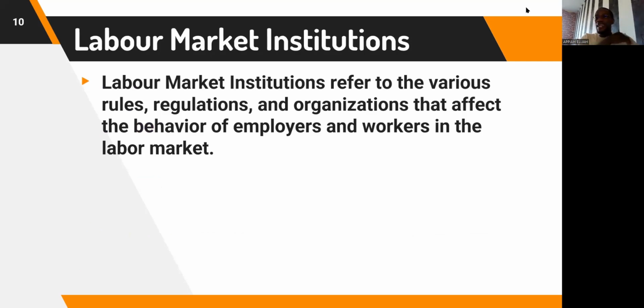So you now know that the labor market is a platform, or all the institutional arrangements that facilitate the interaction between buyers and sellers of labor. But we do have labor market institutions. Labor market institutions refer to the various rules, regulations, norms, policies, practices and organizations that affect the behavior of employers and workers in the labor market. All the regulations, rules, policies, norms and organizations that take decisions which affect employers and workers in the labor market come under labor market institutions.